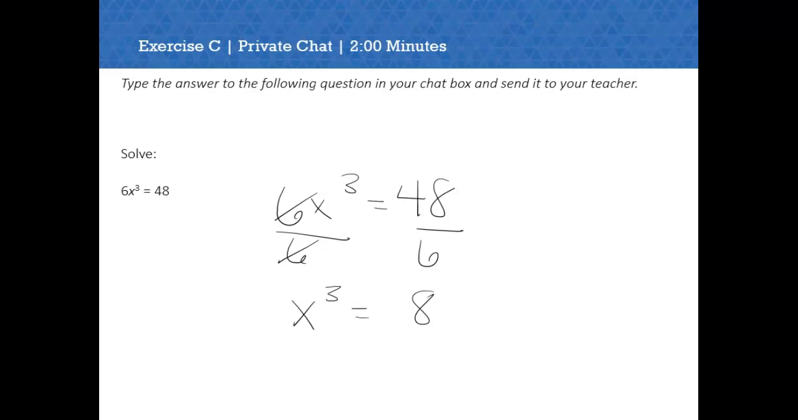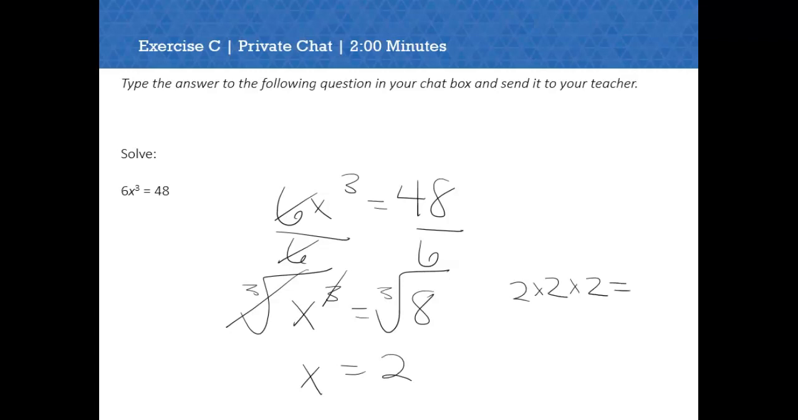Now that we have that cube by itself, we can take the cube root of both sides. So the cube root cancels out the cube. So we get x equals the cube root of 8. We're looking for a number times itself 3 times to give us 8, and that's 2. And our check is 2 times 2 is 4, times 2 is 8. So x equals 2.